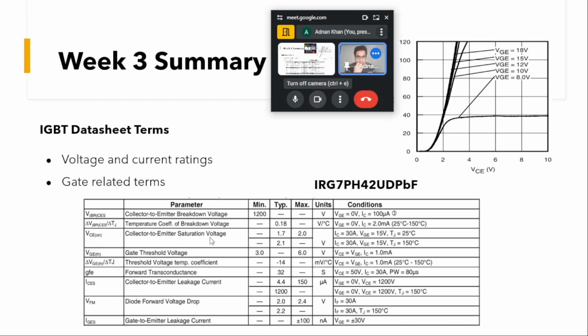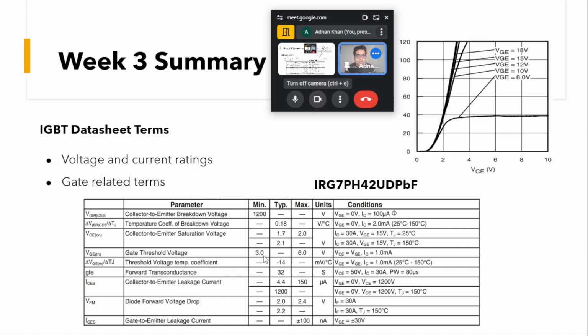Also, what is the saturation voltage for this collector to emitter? A typical value is 1.7 volts, and these are the ratings where this device has been tested, at a collector current of 30 amps, with this VGE. We can also see that a gate threshold voltage is provided, like 3 volts.